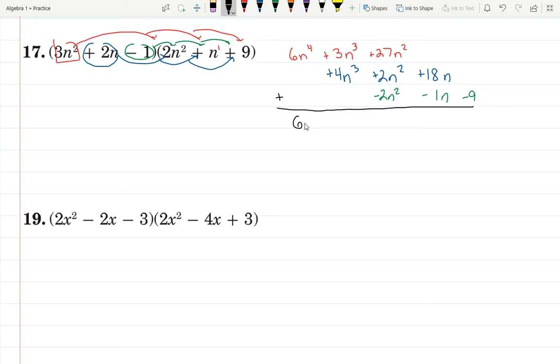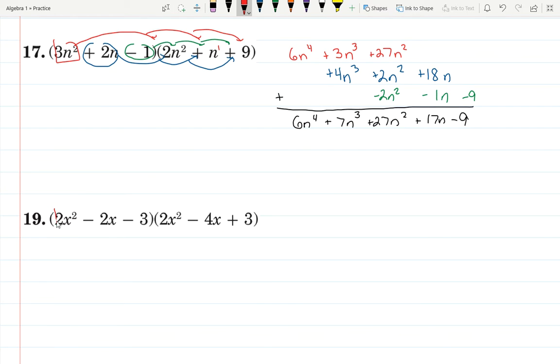We have 6n to the fourth plus 7n to the third. Let's see, these two actually end up canceling out, so we're just left with 27n squared plus 17n, as 18 plus negative 1 is 17, and then just minus 9. So if you can stay organized as you multiply these things through, you're more likely to be successful. Just simply organized. Now 19, 2x squared, all this stuff.